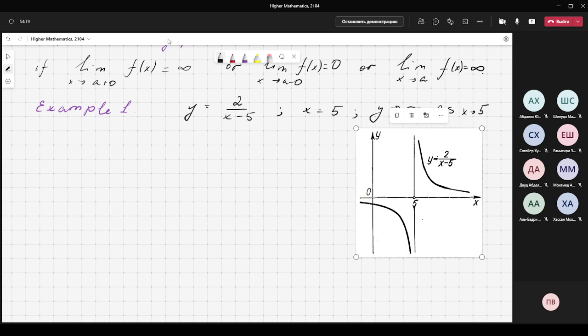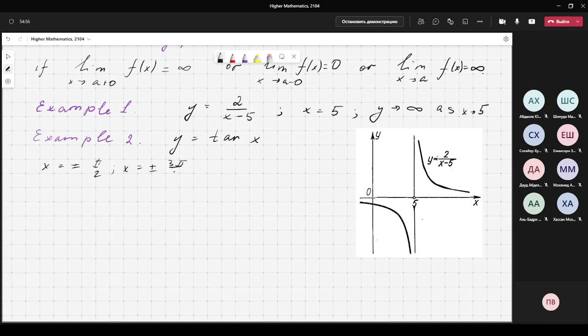The second example, example 2. The curve y is tangent of x has an infinite number of vertical asymptotes. x is plus or minus pi over 2. x is plus or minus 3 pi over 2. x is plus or minus 5 pi over 2.